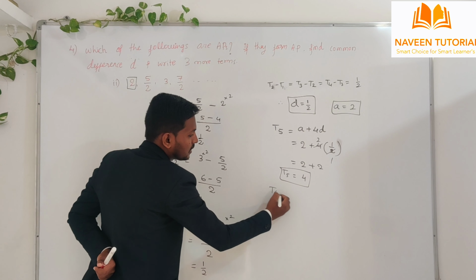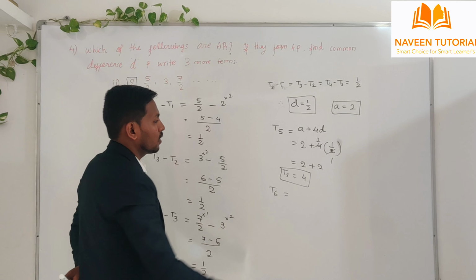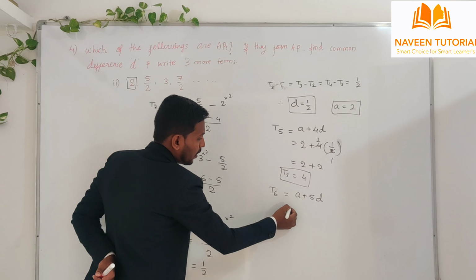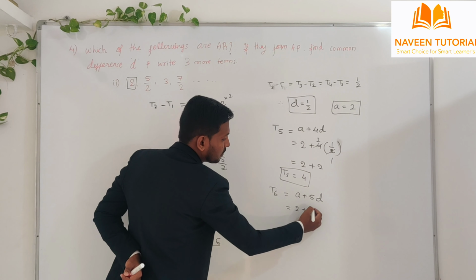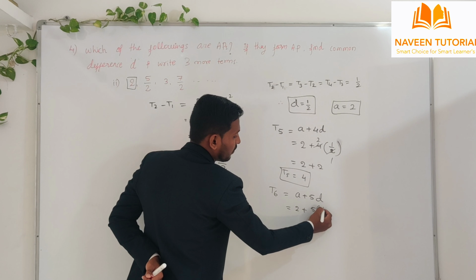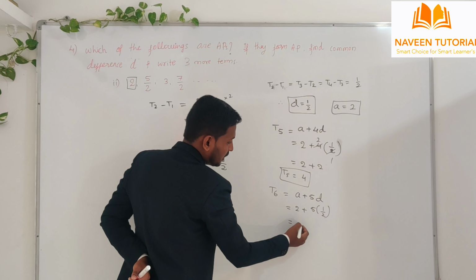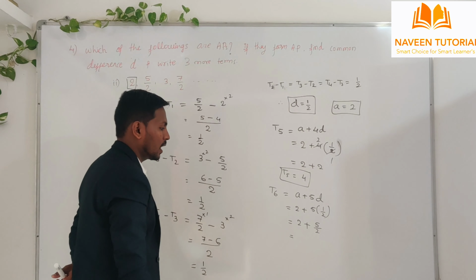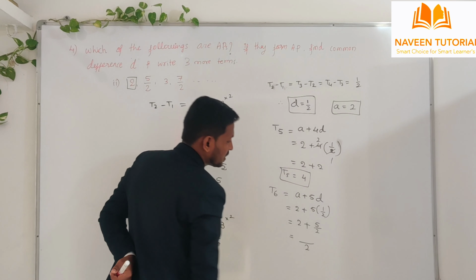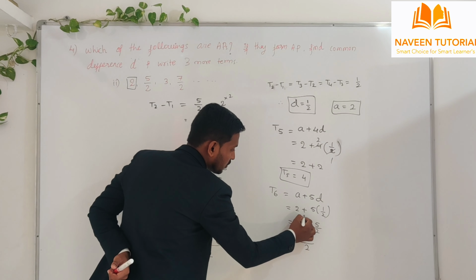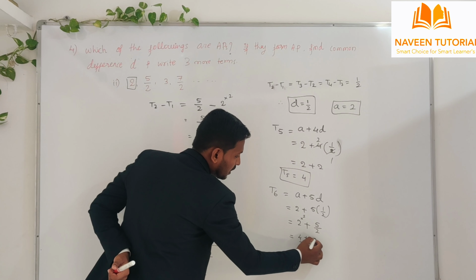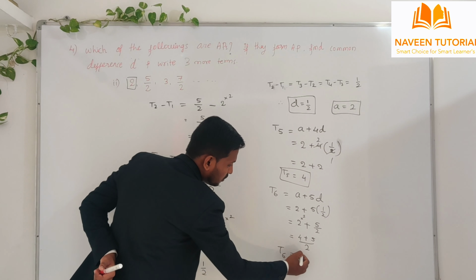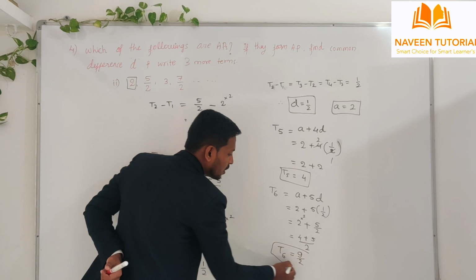Similarly, T6 is equal to A plus 5D. The value of A is 2 plus 5 times the D value, 1 by 2. That is 2 plus 5 by 2. Finally, we can write 2 as the LCM, and you have to balance with 2. So 2 2s are 4. Then that is 4 plus 5. That is T6 is equal to 9 by 2.